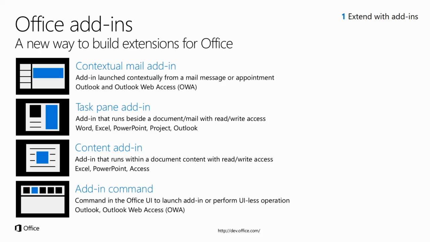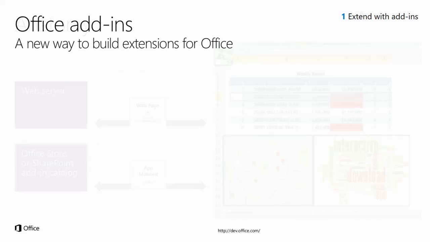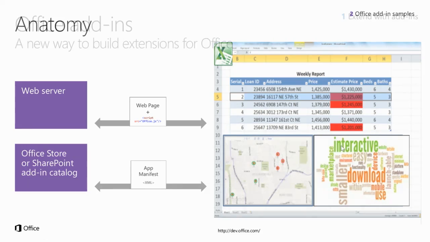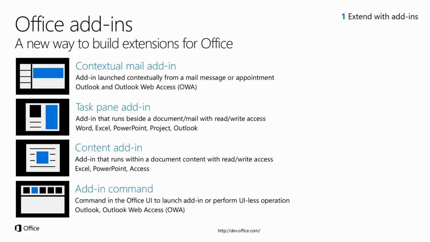The third option that you have for add-ins are what we call content add-ins. This is the experience that you saw in this one here, where you have either a map or this word cloud, which is sitting inside of a document. So you have a document and you're embedding some custom logic inside of the document. You can see this in Excel and PowerPoint. You can have content add-ins.